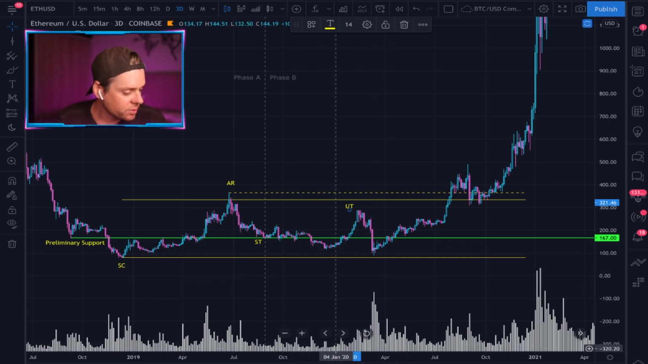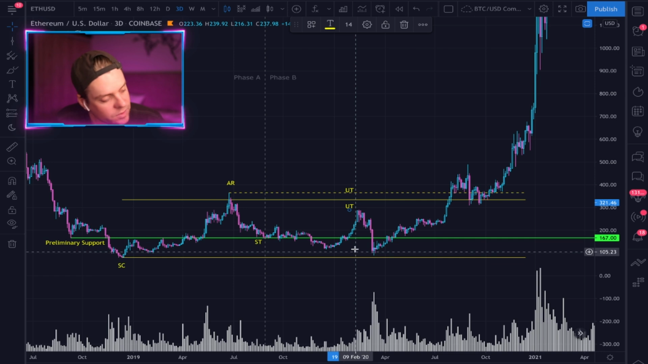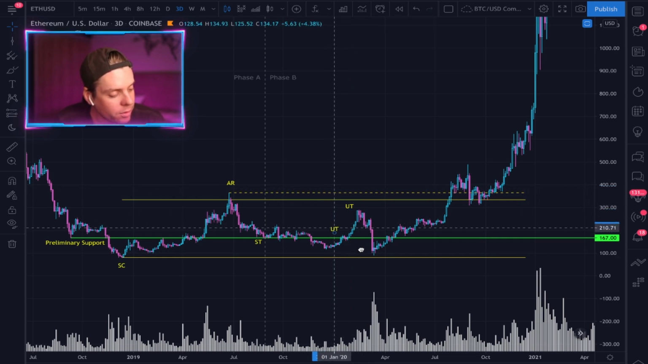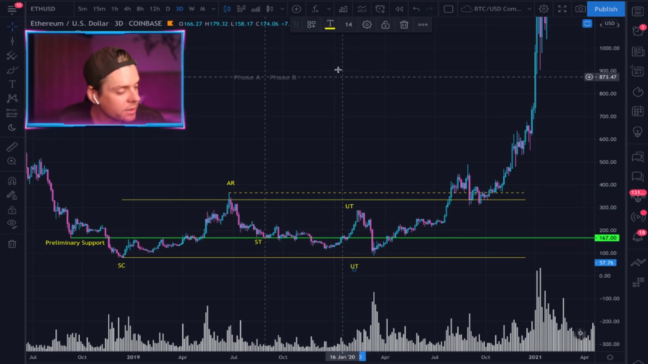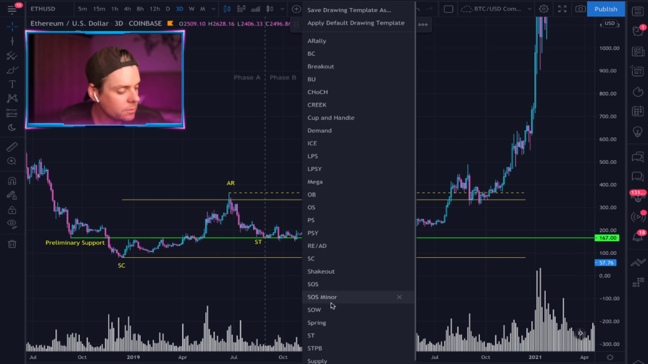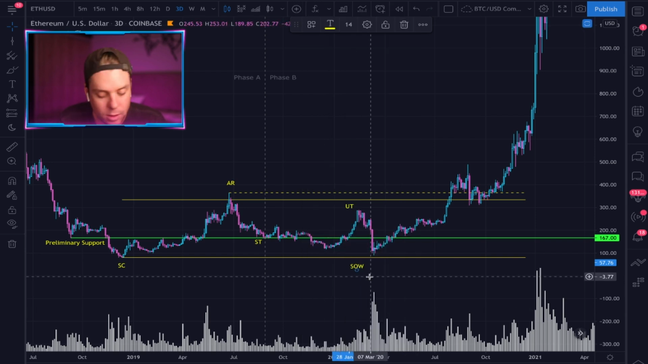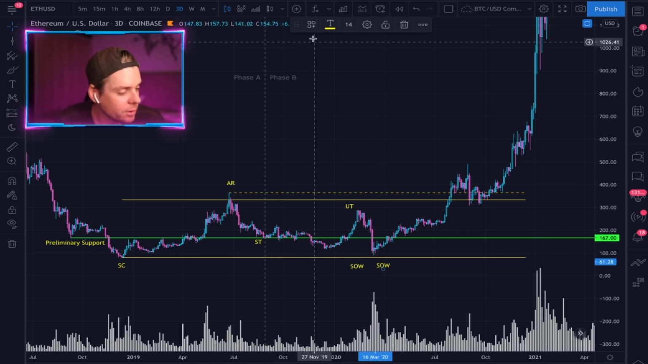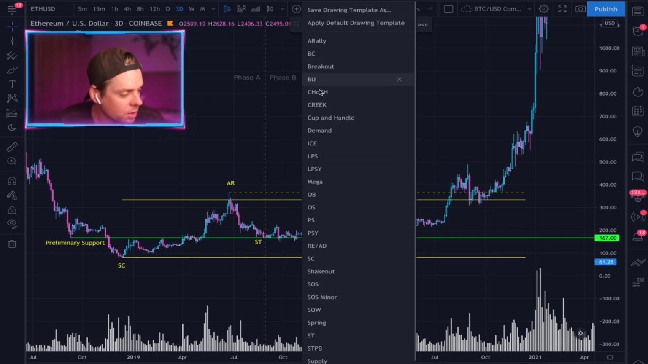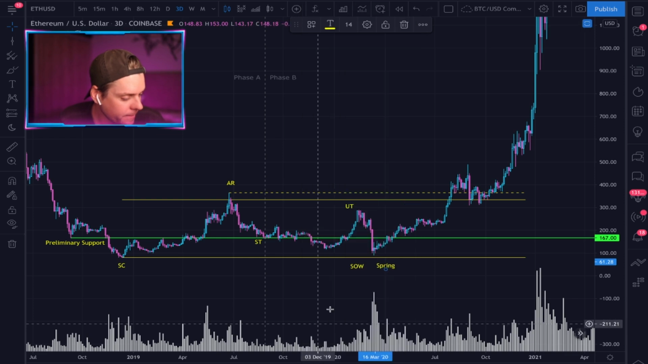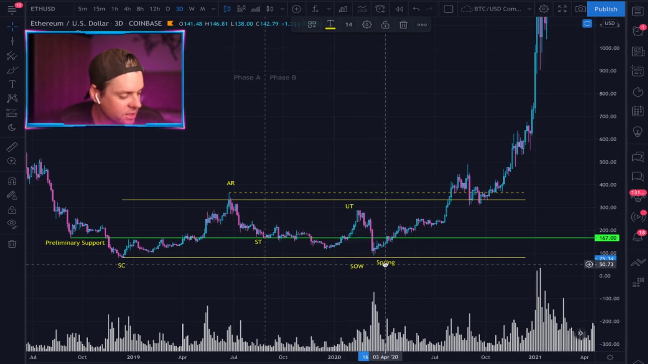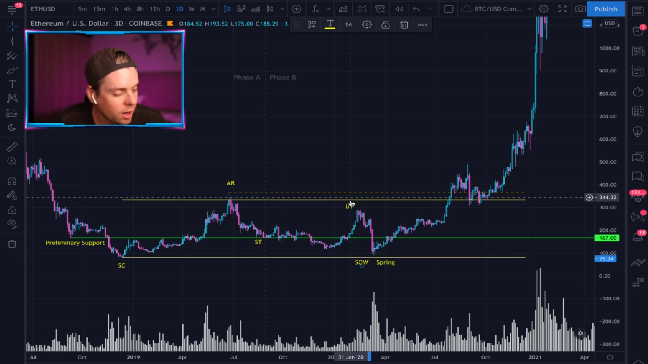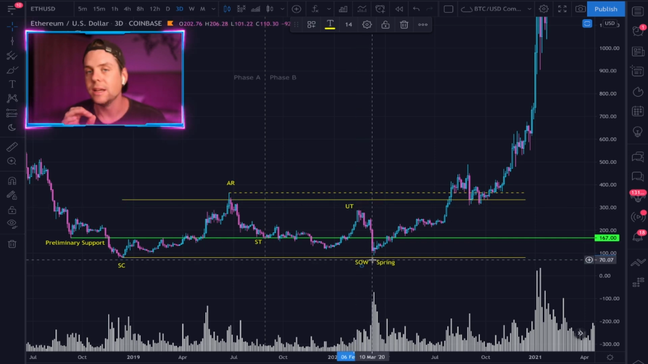The sign of weakness was met with a lot of demand. So I'm going to label it both the bearish case, which is sign of weakness, but I'm also going to label it a spring, because what it did after was a confirmation of the spring. Spring's bullish, sign of weakness is bearish. But you know, anytime you come off of an upthrust and make a new low, it's a sign of weakness.